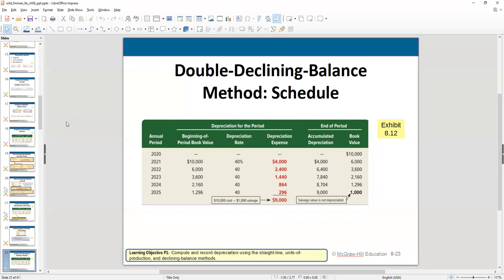When you get to year 5, we're not going to go below $1,000. As you can see, the book value is $1,296. I don't think 40% of that would be a lot more than 296. So since you have $296 of depreciation left, that's where you're going to stop. And then you can see that at the end of that year, you're going to be carrying a book value of $1,000 and you've fully depreciated the item. Okay.